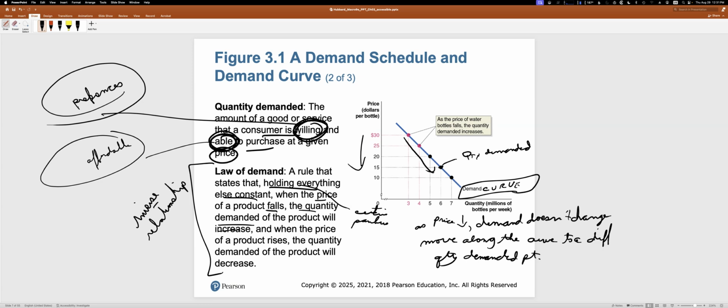I'd wanted a fridge for a long time, but the price was too high. Finally, 4 years after COVID started, prices are more reasonable for refrigerators, and so now it meets my affordability condition as well as my preference condition. Both have to exist for me to be buying the good. And generally what we see is that as the price falls, the quantity demanded rises.